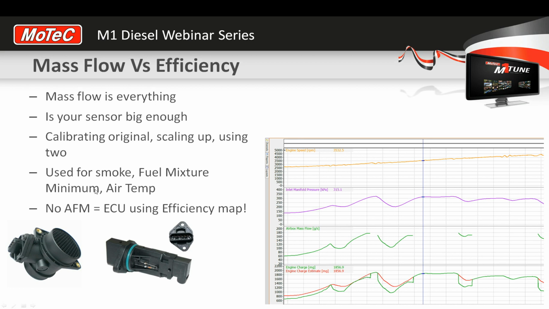I hope so. So again, that last point there is just saying if the air mass meter has dropped out, it's either not there, a broken wire, or run out of range, then we're using our efficiency map as the calculation point.